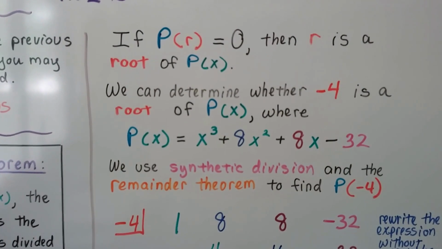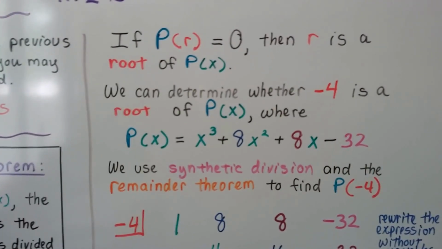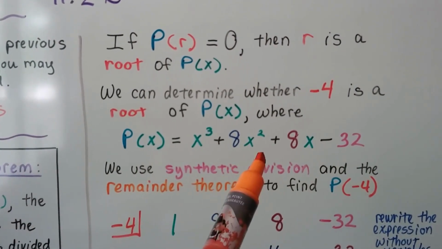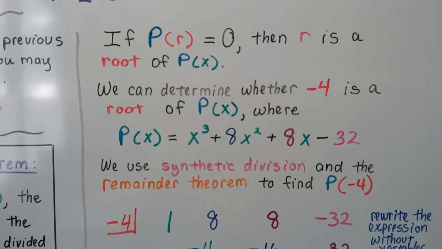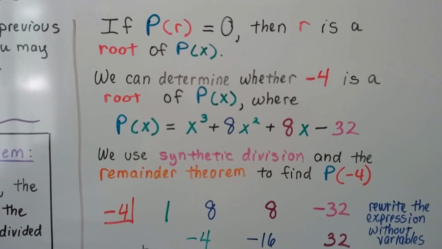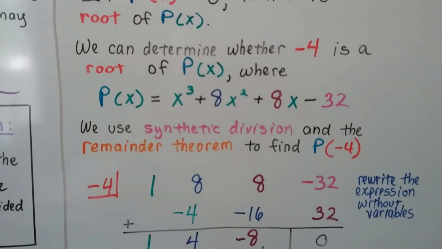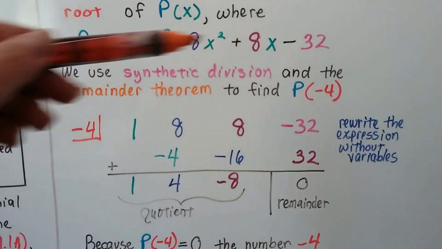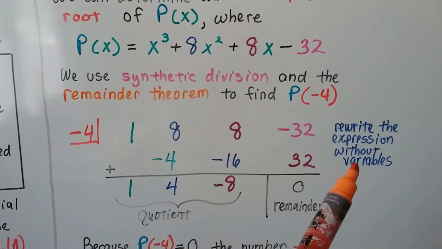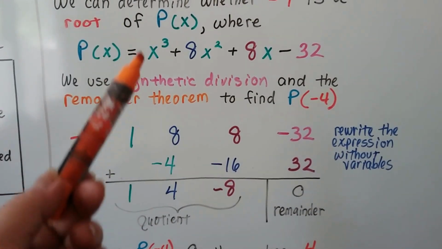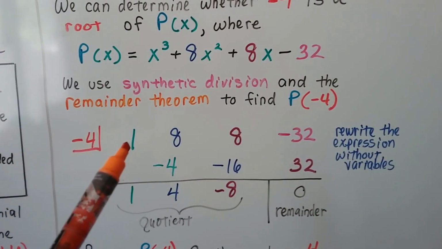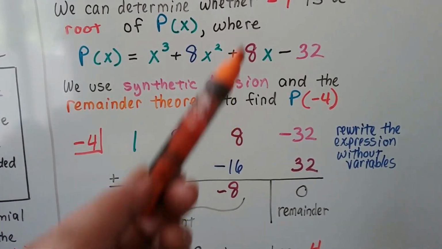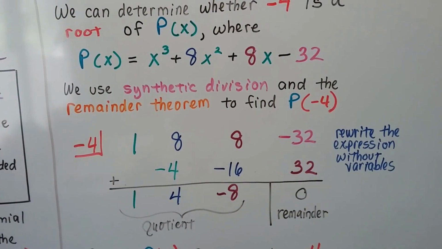And we can determine whether negative 4 is a root of p of x, where we've got the function p of x equals x to the third plus 8x squared plus 8x minus 32. We're going to use synthetic division and the remainder theorem to find p of negative 4. So we put our negative 4 here, and we rewrite this expression without variables. There's an invisible 1 in front of this x to the third, so we've got a 1. We use all the coefficients. We have an 8, we have another 8, and then we have a negative 32.